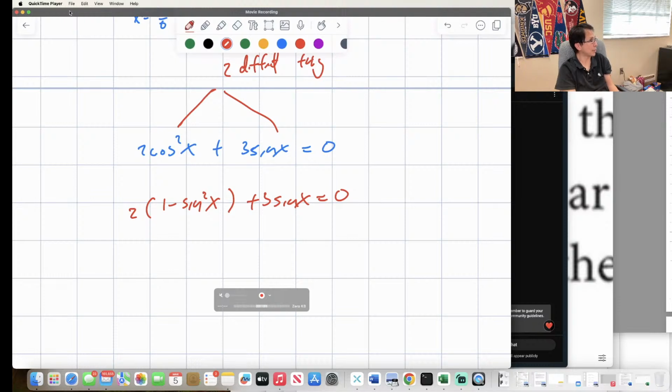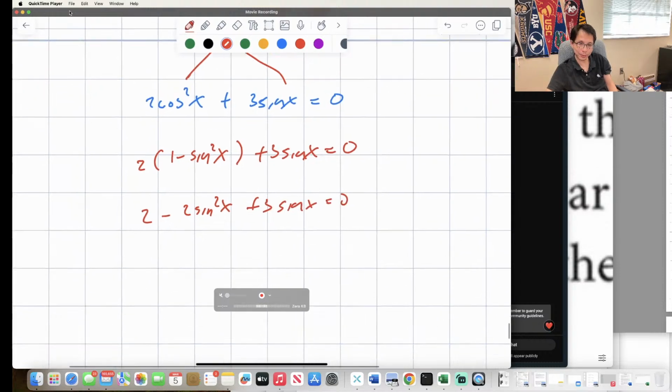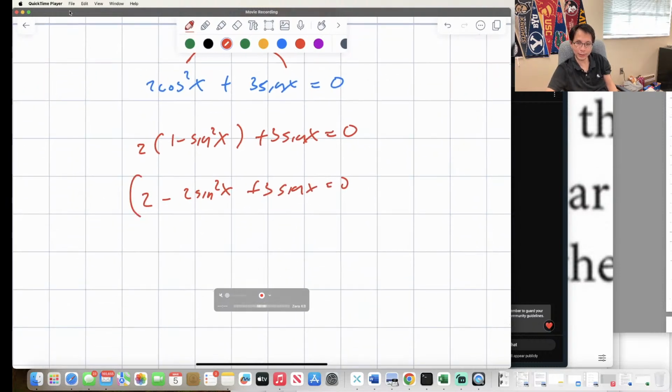Because they are sine square and cosine of x. What if I convert everything to cosine of x? That becomes a factorable situation, right? So that's going to be 2 minus 2 sine square of x plus 3 sine of x. Now it becomes factorable, so I can multiply everything by -1. Why multiply everything by -1? Because I don't like this negative. So that'd be 2 sine square of x minus 3 sine of x plus -2. Then that becomes a factorable situation.